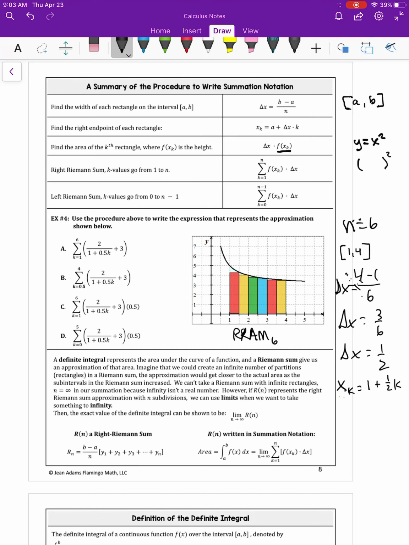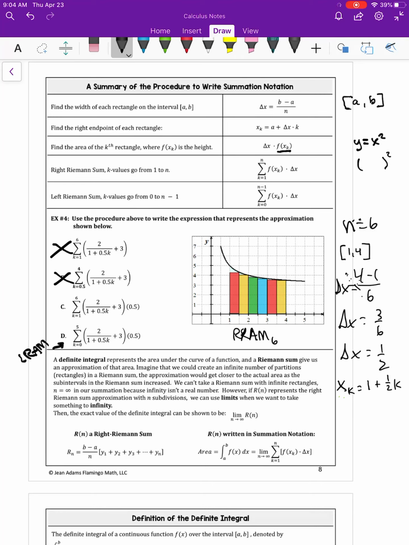X sub k is going to be our 1 plus 1/2 k. And our delta x times our x sub k is going to be 1/2 times, and then whatever our function is, we'll be putting that into our function. Okay?